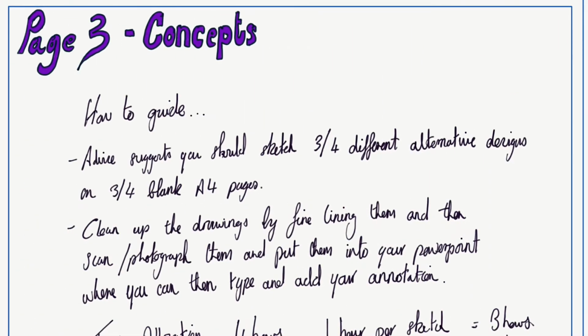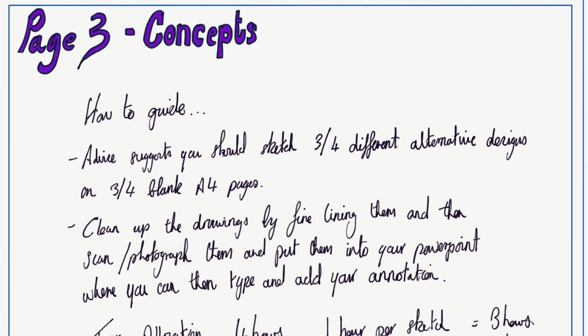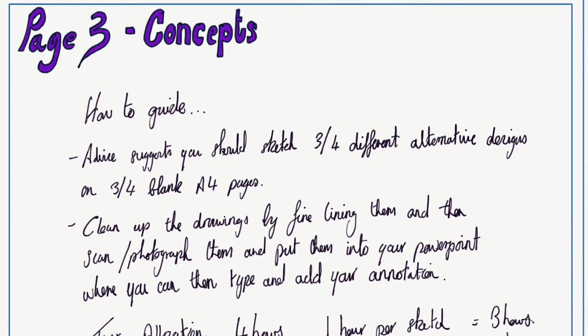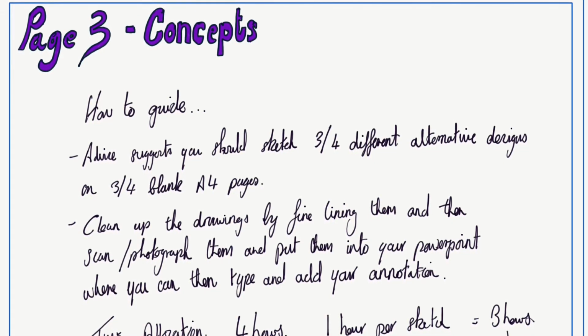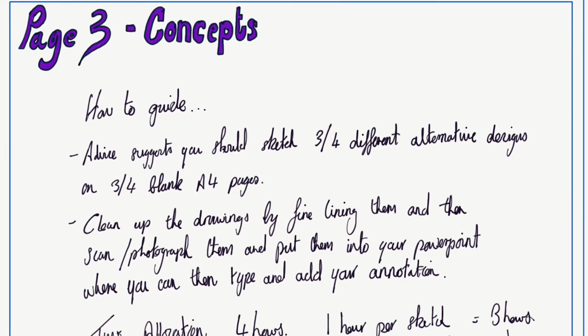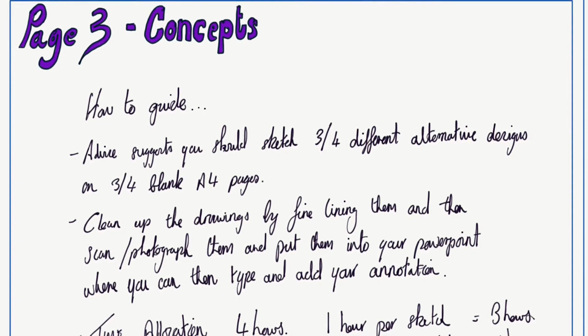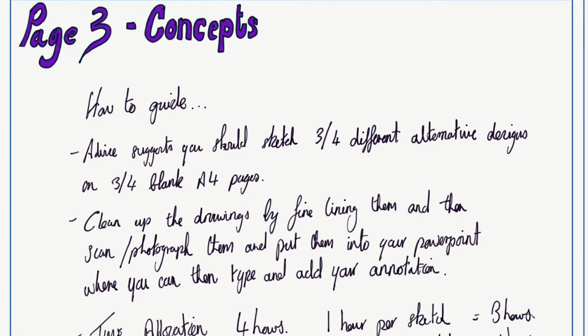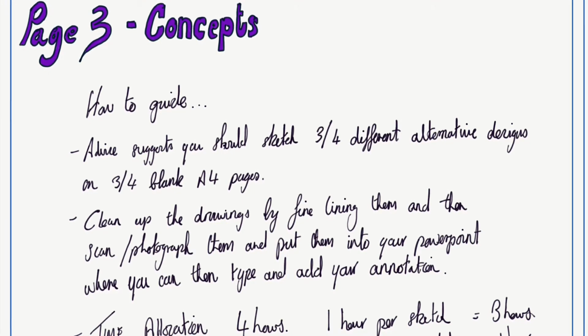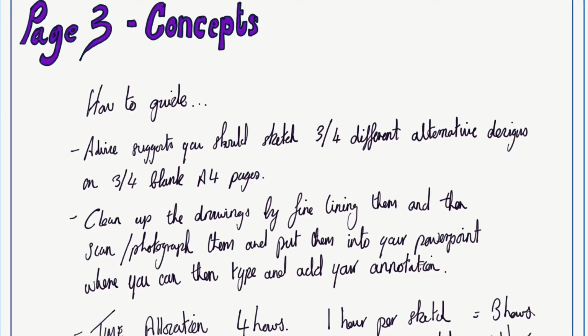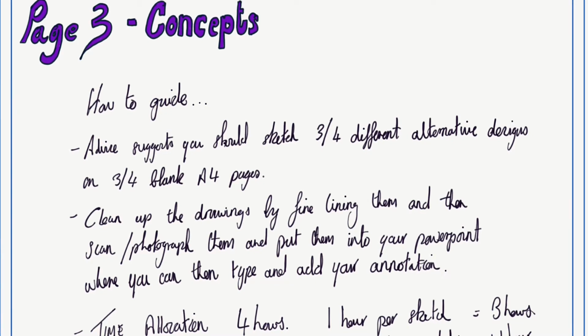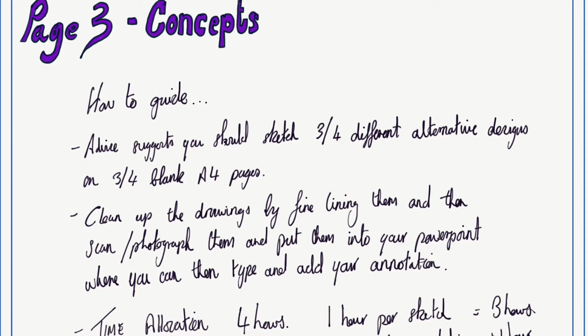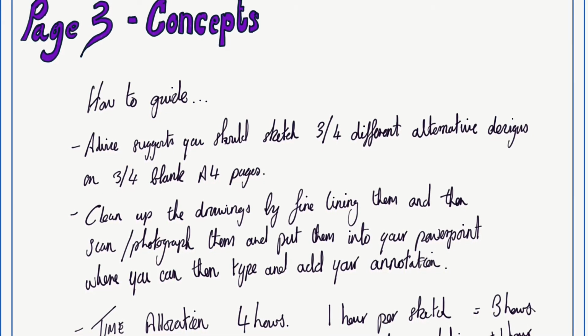Okay, so we've now focused on what we're after as examiners, markers, moderators or whatever, but how are we going to go about it? The advice suggests, after years of doing this, that you should sketch 3 or 4 different alternative designs on 3 or 4 different blank A4 pages. This means then later on, if you make a mistake, we can always go back and change the hard copy of your page 3 if we need to.